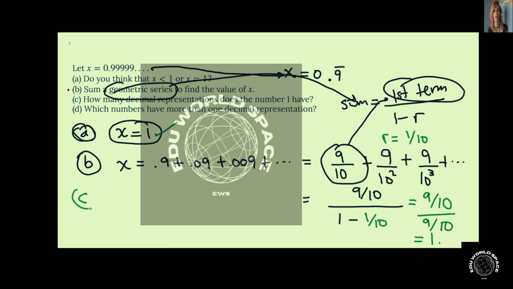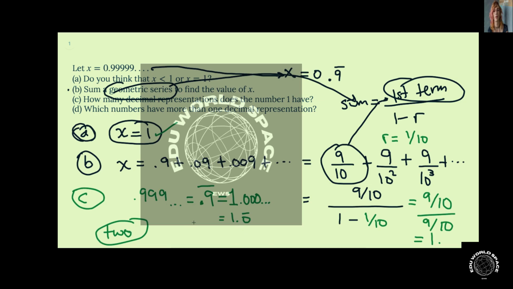And then C, how many decimal representations does the number 1 have? Well, we have one decimal representation in this form. Let's just write it that way. However, we just saw in part B that we can also write it as 0.9 repeating, or if you want, just 1.0 with a bar. So these are two distinct decimal representations of the same real number. So 2, that'll be our answer for part C.